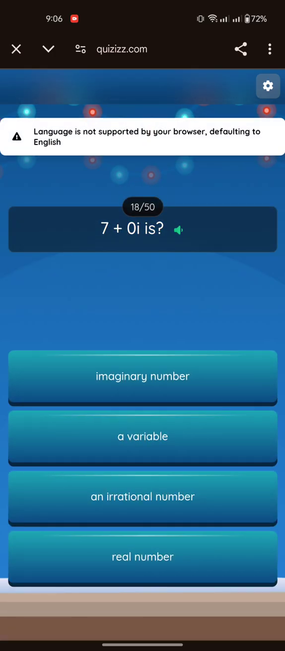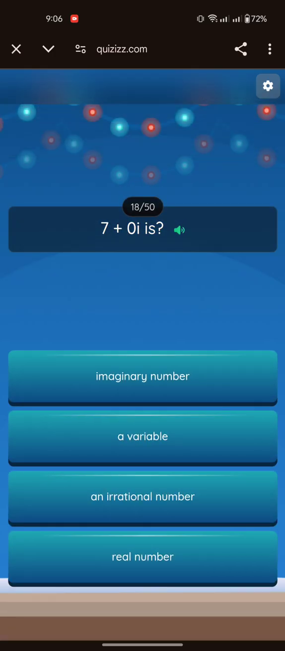Question. 7 plus 0 is. Option 1 imaginary number. Option 2 a variable. Option 3 an irrational number. Option 4 real number.